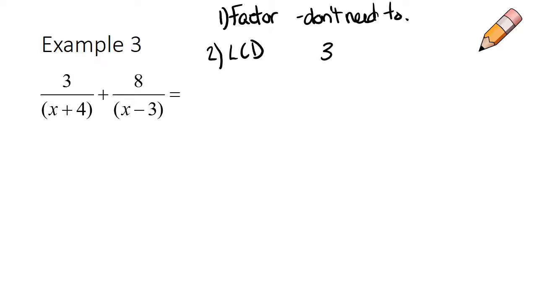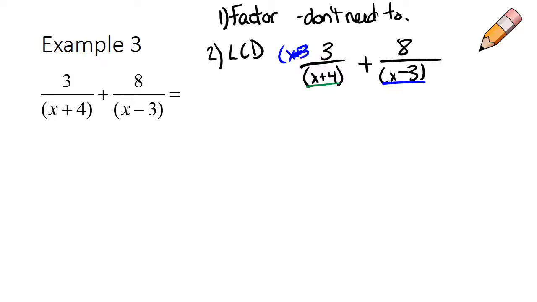If I take a look at what each fraction is missing, my first denominator is x plus 4. My second denominator is x minus 3. They're each missing one of them. So I'm going to take my first fraction and multiply it by x minus 3 and x minus 3. What you do to the top, you do to the bottom. And I'm going to take my second fraction and multiply it by x plus 4.